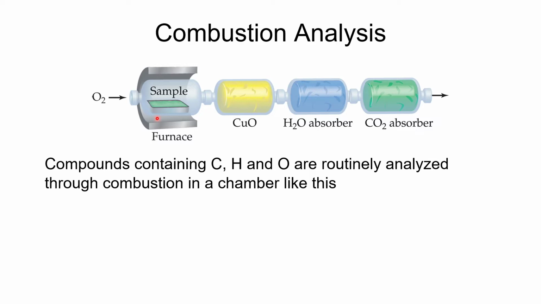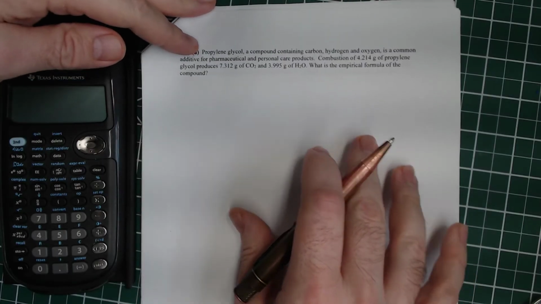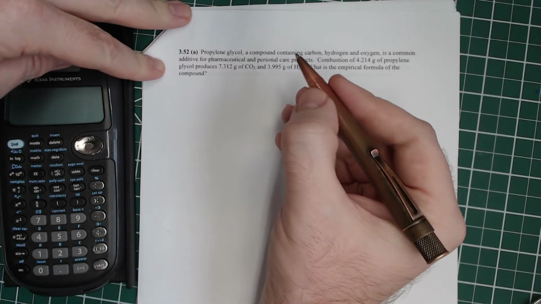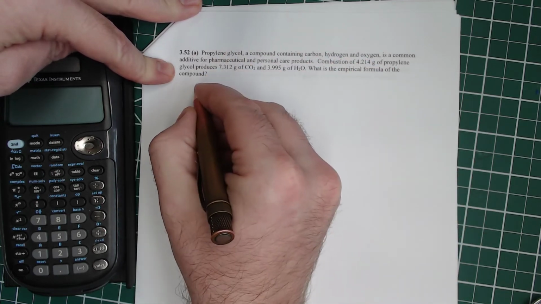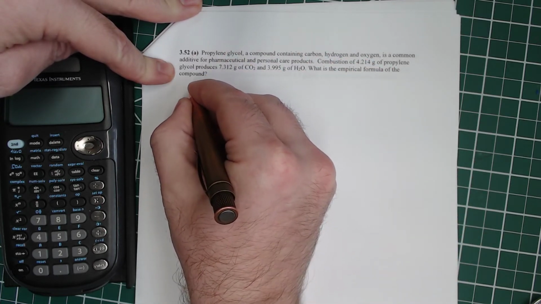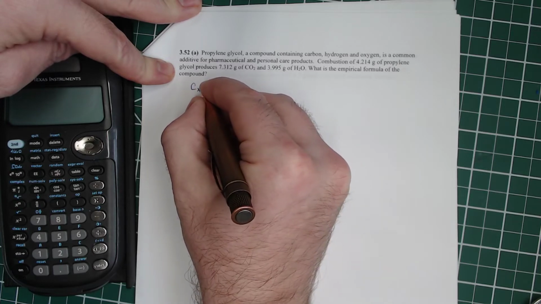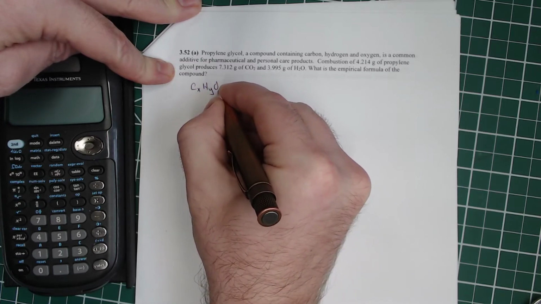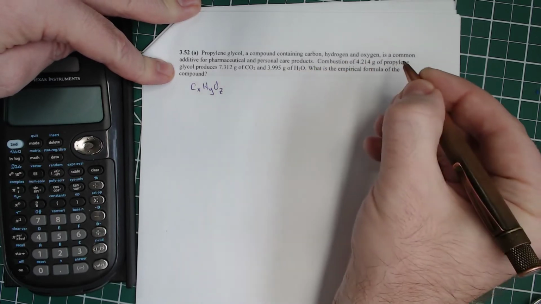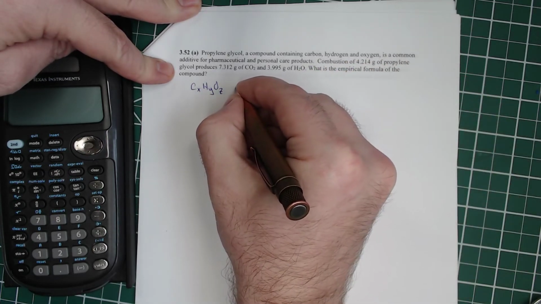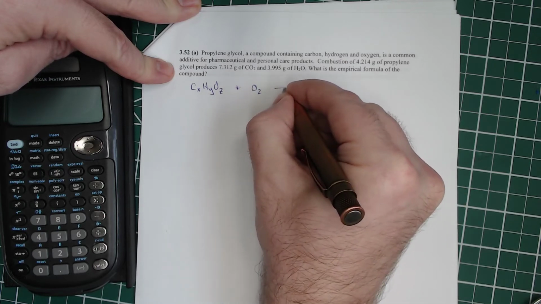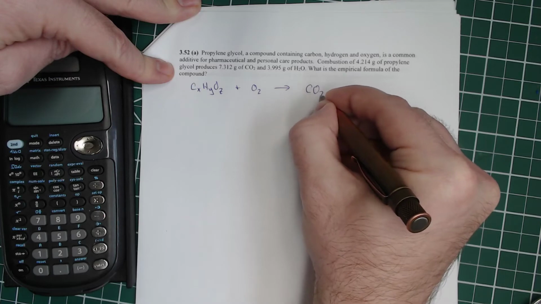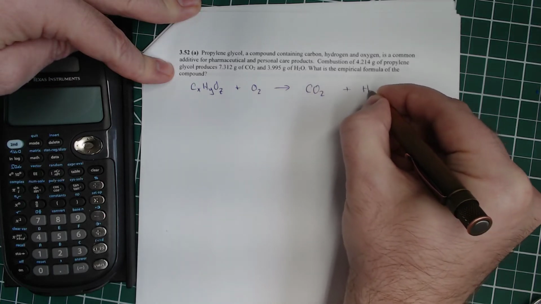And so I'm going to switch over just real briefly to the in-class assignment, because we're going to be doing this particular problem, which is propylene glycol. And I know what the formula for propylene glycol is, but you don't at this point. And so we're going to say that CxHyOz, and we don't know what that formula is going to be. We know that when we burn it in oxygen, we're going to produce carbon dioxide and water.